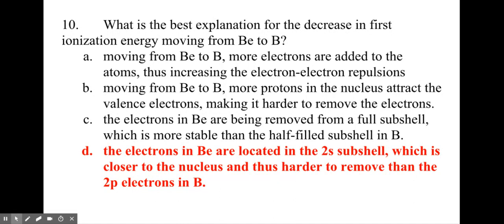Sorry, I misstated that. They are not harder to remove. The 2p electrons are further from the nucleus. They are easier to remove, and that's why we have a decrease in ionization energy right there.